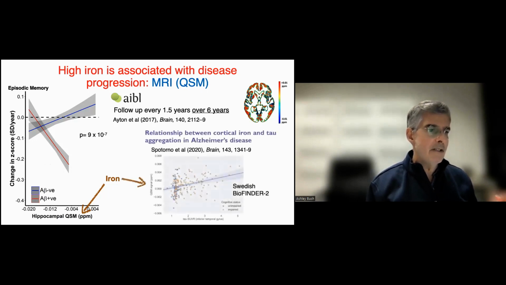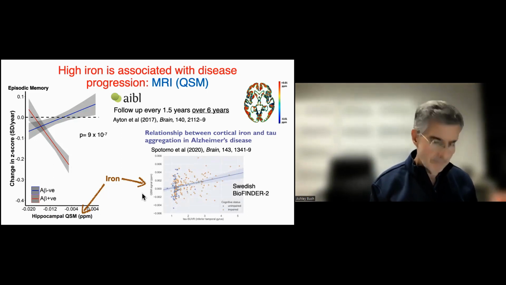Now, notably, a few years later, Oskar Hansson's group published a paper which reported the relationship between neurofibrillary tangle burden on PET against the iron burden measured by QSM in the neocortex. And this is data from the Swedish BioFINDER-2 study.